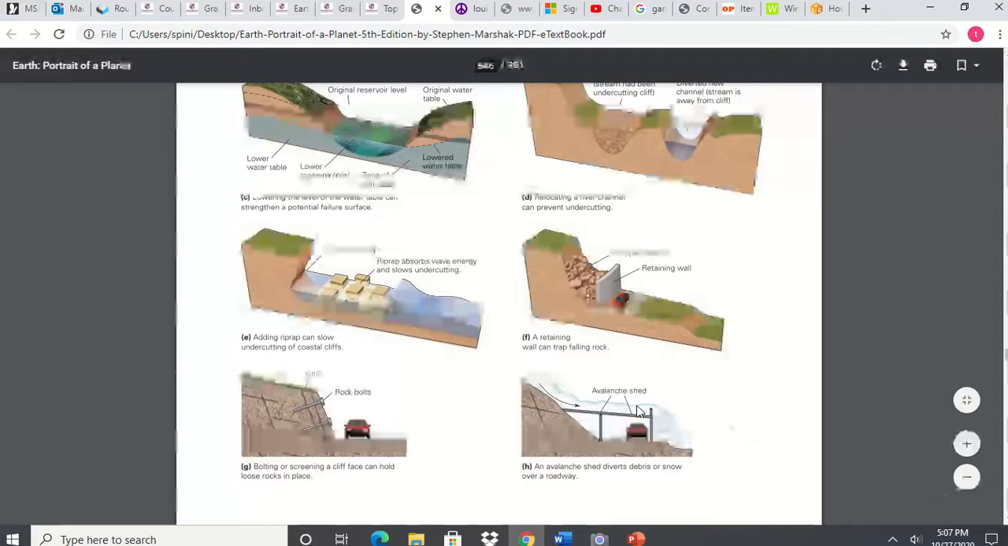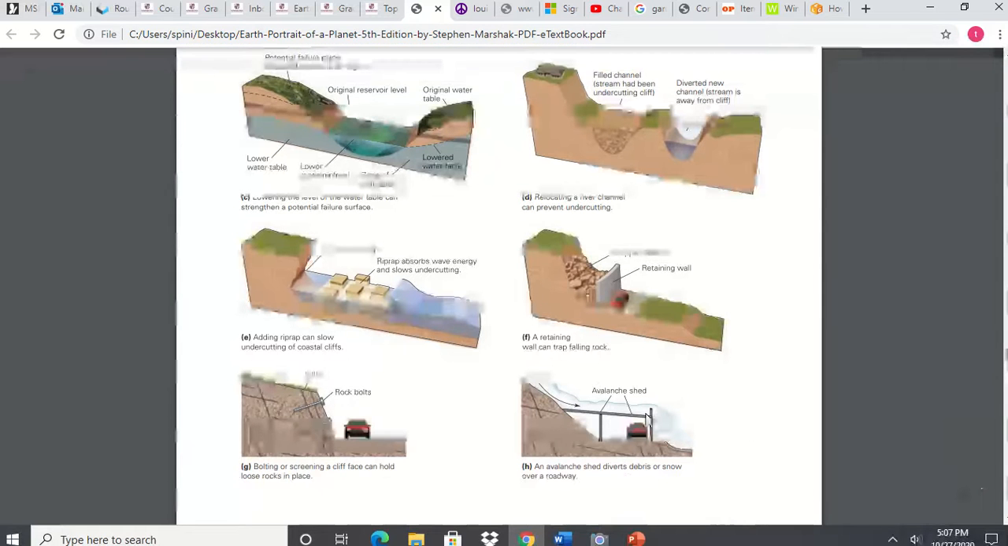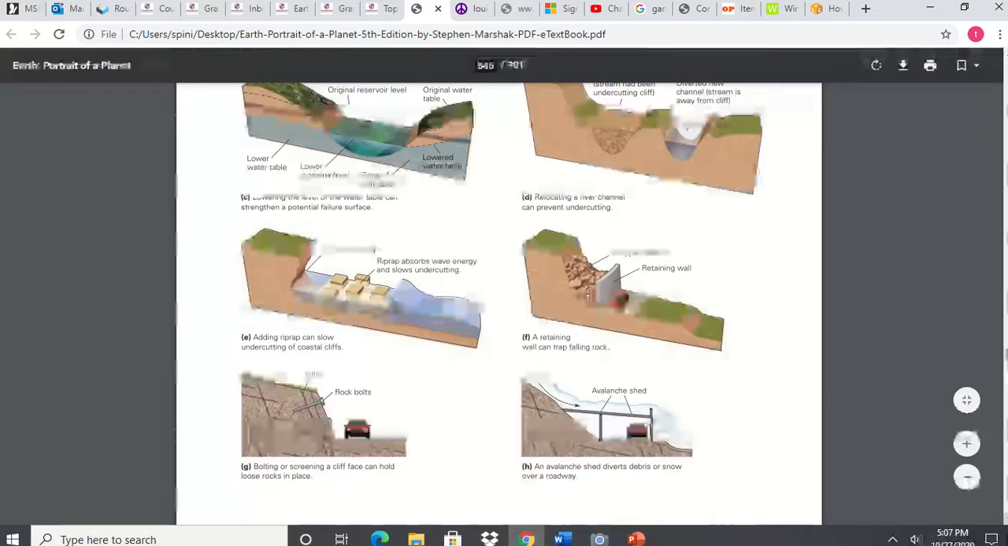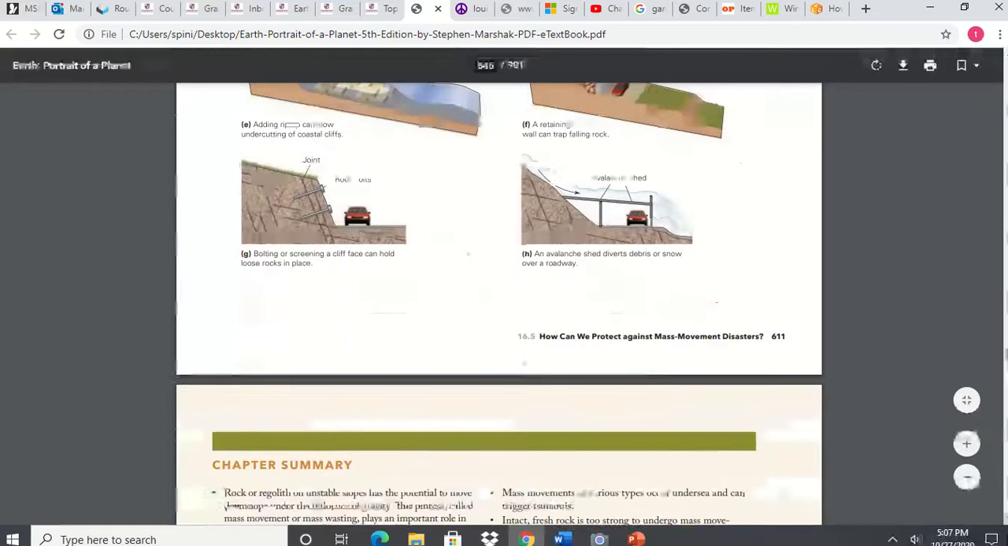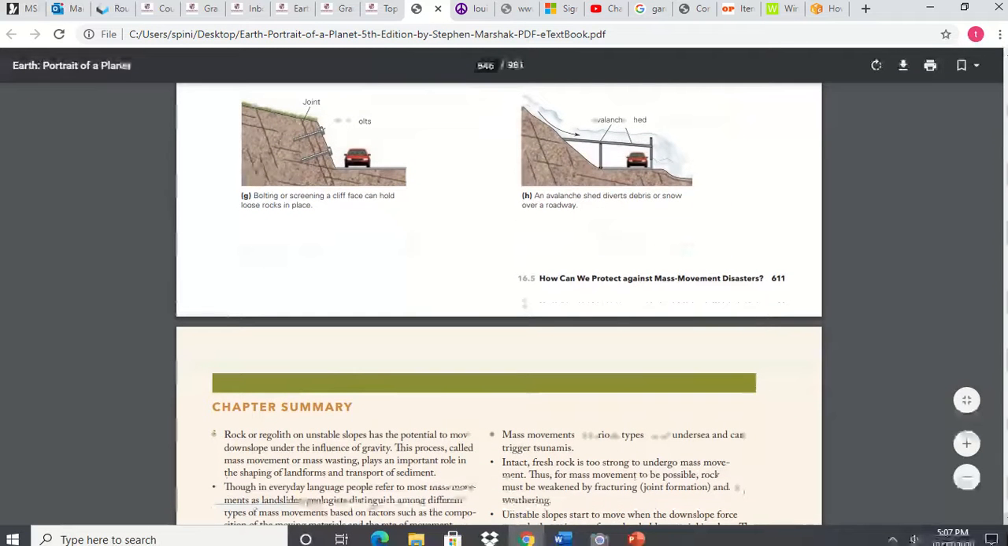Here's an interesting one they do. Apparently, this is being done quite a bit in Switzerland. They build these avalanche sheds where you're driving under, and if there's an avalanche, it'll land on the shed and not on your car. So that's kind of amazing. But anyway, like I said, this is a kind of a quick chapter. There may be a question or two in the final about it, but it's not a big major thing since we here in Kentucky don't have too many problems with this.